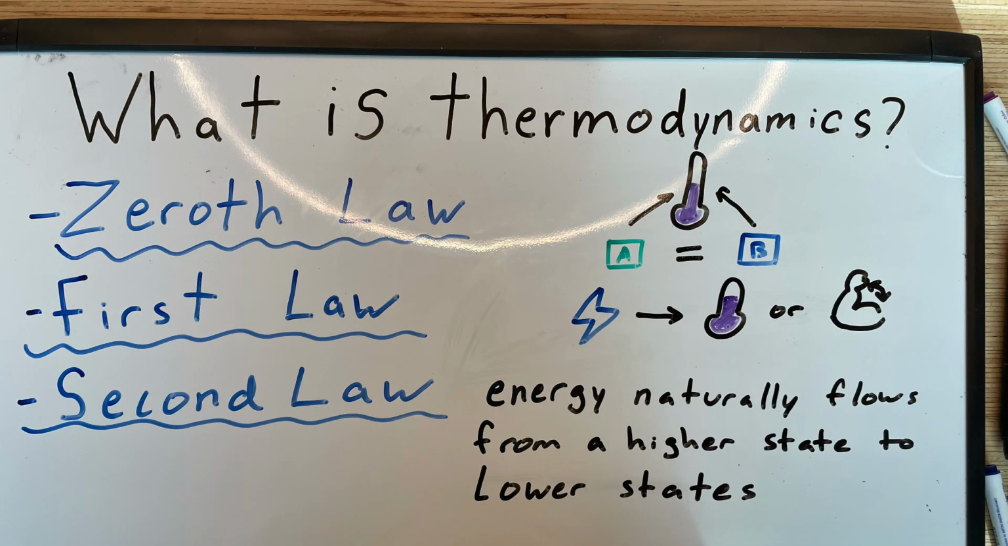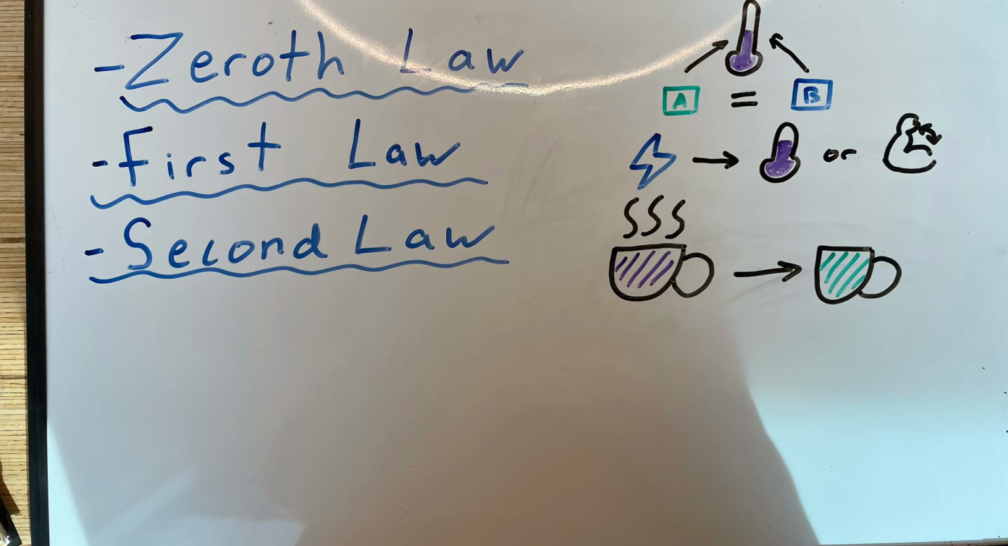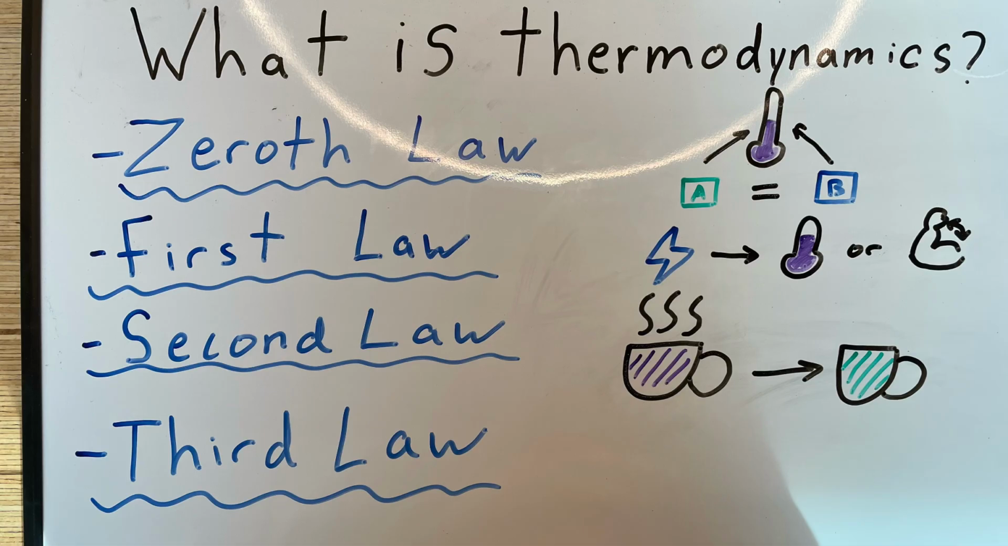The 2nd law of thermodynamics states that energy naturally flows from a higher state to a lower state. The law is talking about entropy, which is the measure of disorder in a system. This means that the universe's entropy is increasing. This is why when you put a hot cup of coffee in a room, it will over time cool down to the temperature of the room.